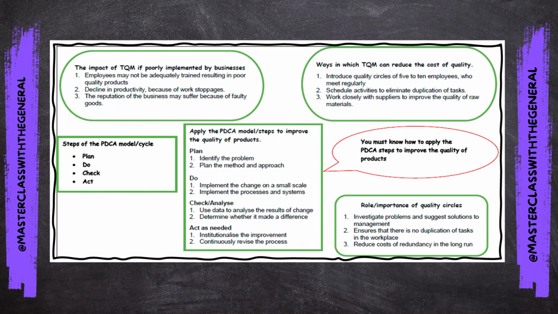Now let's look at the impact of TQM if it's poorly implemented by businesses. Number one, employees may not be adequately trained, resulting in poor quality products, decline in productivity because of work stoppages. The reputation of the business may suffer because of faulty goods. So we are saying this process is only good if it's done right. If it's poorly implemented, it can actually backfire because now we may suffer a bad reputation from too much returns. When people are returning faulty goods to our business, it doesn't do well for our public image.